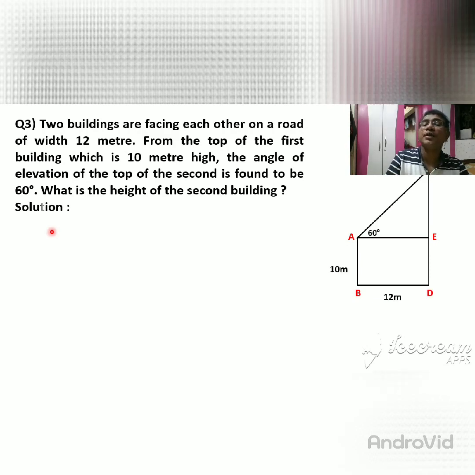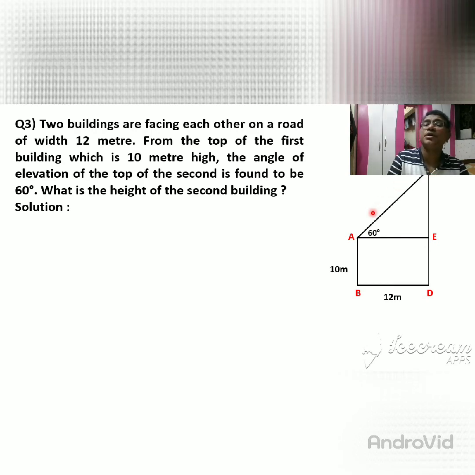Okay, so here it is. This is the AB building. That AB building height is 10 meters, so I give here 10 meters. This is the other building, and that is the height of the building you want to find out.